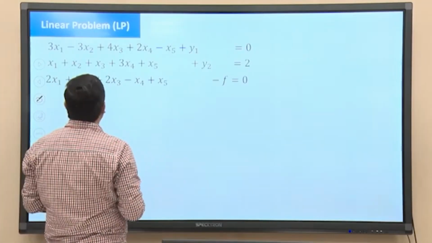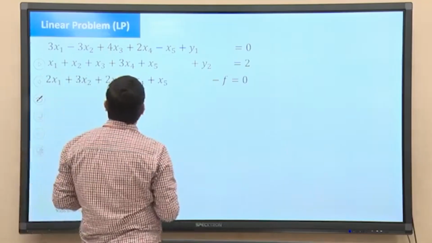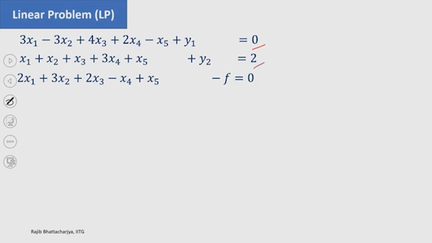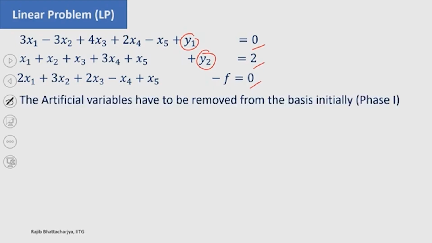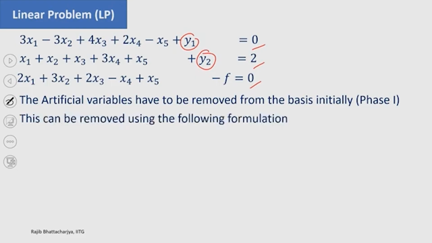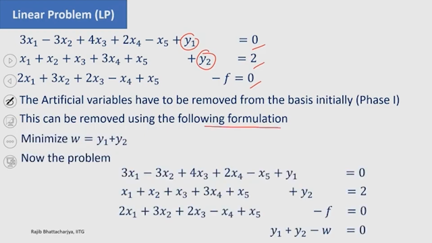Now, if I write these equations, this is my first constraint, this is the second constraint, and I have these two variables y1 and y2, which I can consider the initial basic feasible solution. So, x1, x2, x3, x4 and x5 are 0, they are non-basic variables, and y1 and y2 are basic variables. The artificial variables have to be removed from the basis initially. This can be done by using the following formulation. So, we will have one formulation initially, and we call it phase 1.